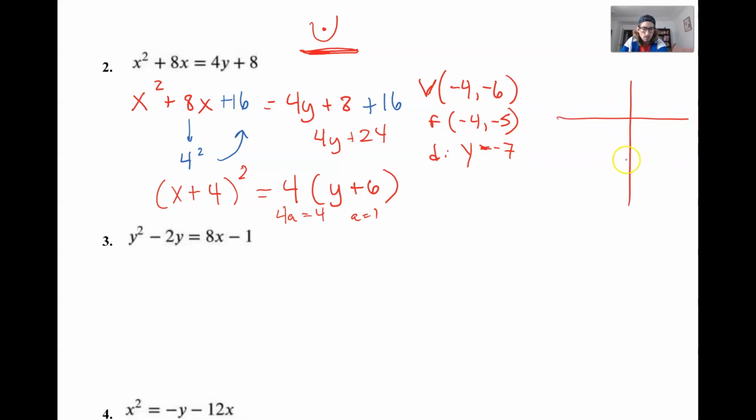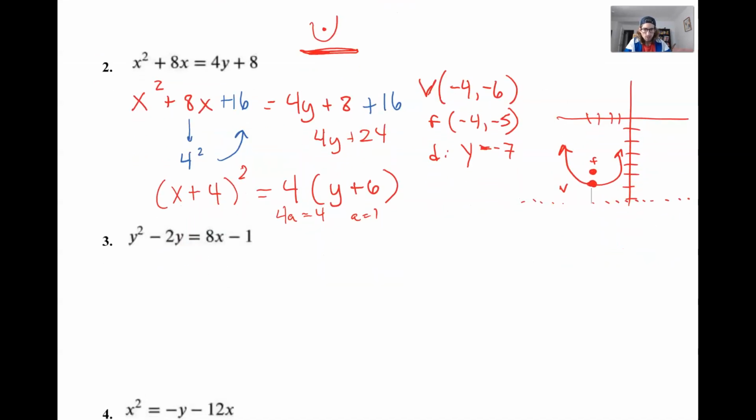A quick sketch of that. So we're down here in the third quadrant. 1, 2, 3, 4. 1, 2, 3, 4, 5, 6, 7. So at -4, -6 is our vertex. And -4, -5 is our focus. Y equals -7 is our directrix. And then we're just going to draw a sketch of our parabola opening up. Something like that. Not perfect, but it's a sketch. It doesn't have to be.